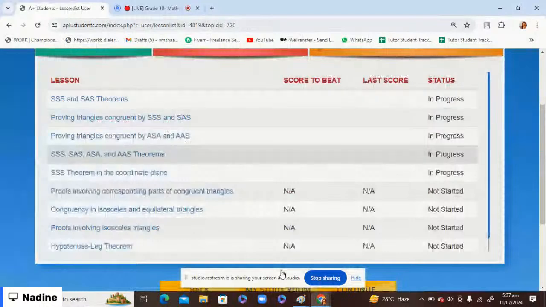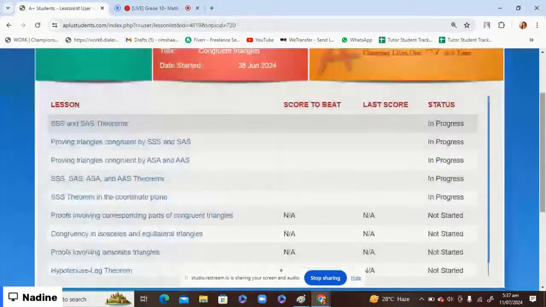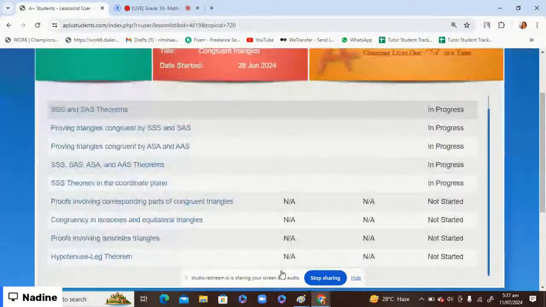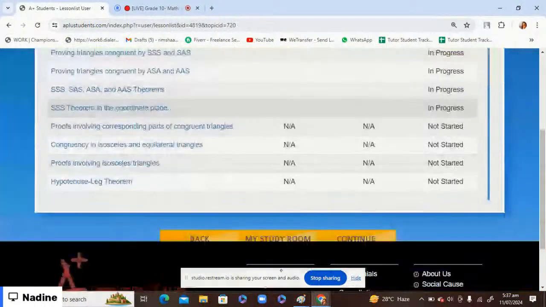So the fourth lesson is the side-side-side, side-angle-side, and angle-side-angle theorems. I think we already explained this in the last lesson. Side theorems in the coordinate planes. Okay, let's do it.